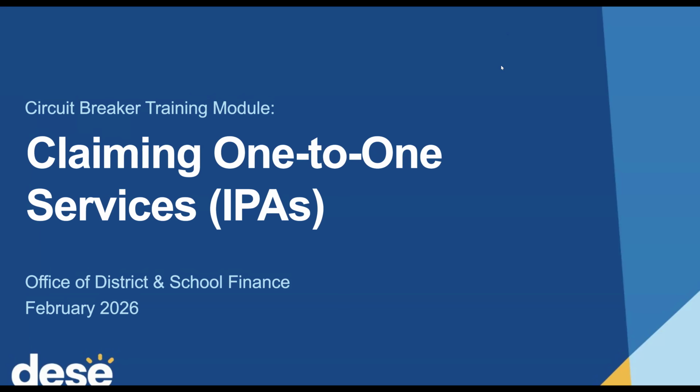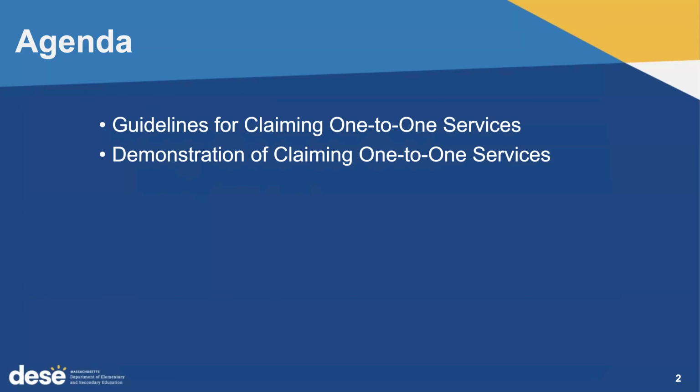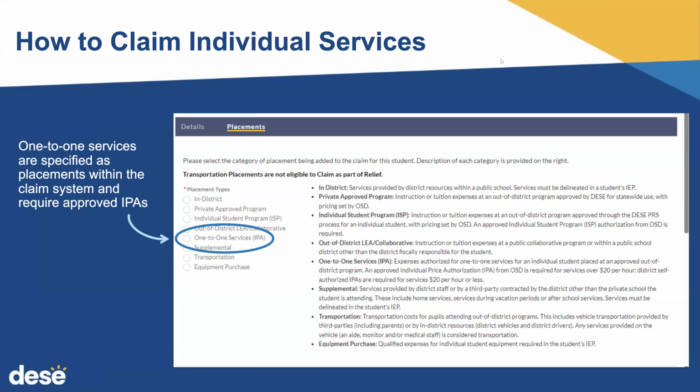This module is going to cover guidelines for claiming individual one-to-one services for students at approved programs. Then I'm going to go into a demonstration of how to do that right within our online claiming system. This slide shows you a screenshot of what this will look like within the claim system. When you go to the placement page to create a placement for an individual student, there are a number of different placement types from which you can choose, and the one we're covering in this module today is for one-to-one services, or IPAs.